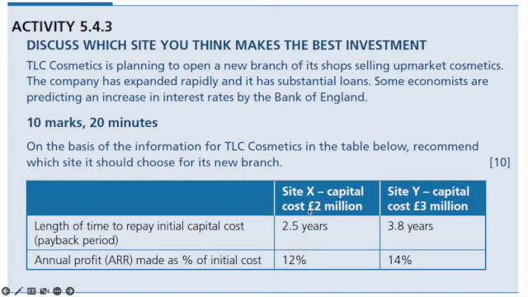The capital cost is £2 million. For site Y, the capital cost is £3 million. So in the essay, you might be, for example, discussing that 2 million is a lower investment, might be more feasible for the company. They might not be taking such a big loan, and so on. The second row is talking about the length of time it takes to repay the initial capital cost. So this is basically the payback period.